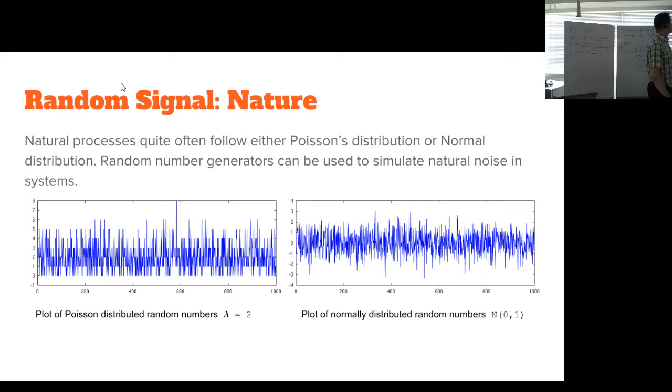Okay, random signals. The nature of random signals: natural processes, or digital, or quantized processes, usually follow the Poisson distribution, meaning how many times an event appears, for example rolling a die. Flipping a coin would be binomial, but also follows the Poisson distribution.